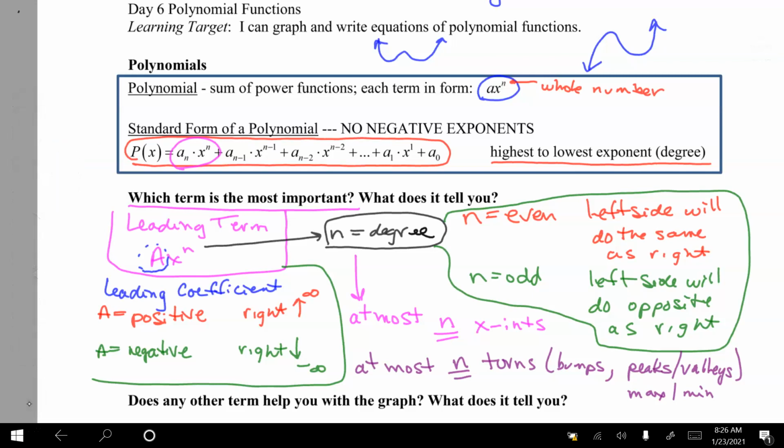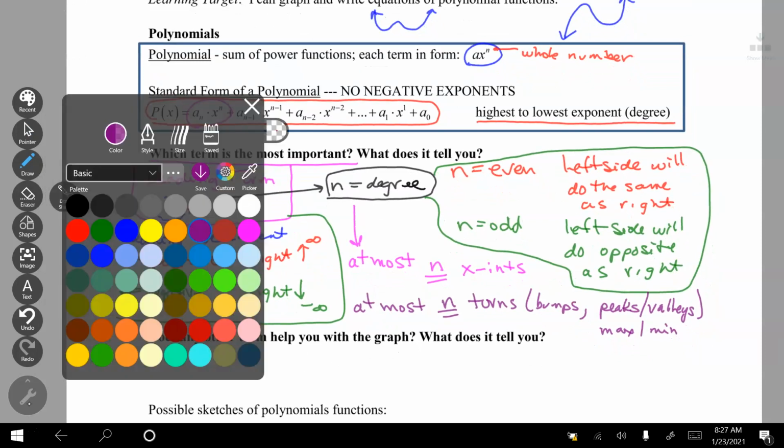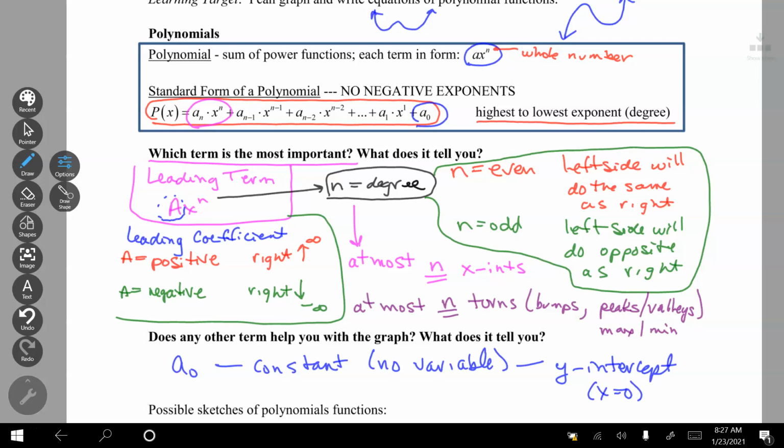Now there's one other term in here that does matter. And the only other term that matters in standard form is this very last term here. This very last term, a sub 0, is called a constant term because there's no variable with it. And because it's constant, it will always be the y-intercept. Because when you plug in x equals 0, all those other terms will go away because they all have an x with it, but that last term is constant. There is no variable with it, so we get that final number.